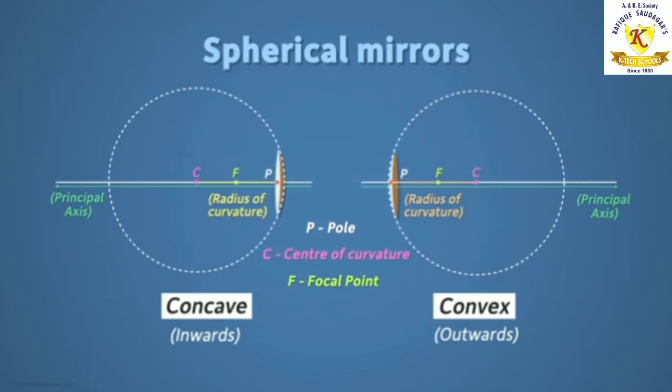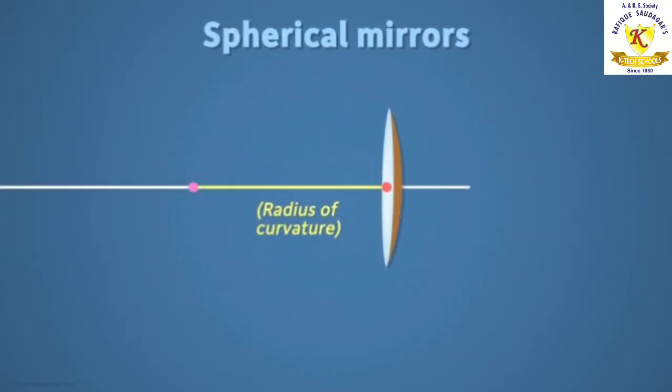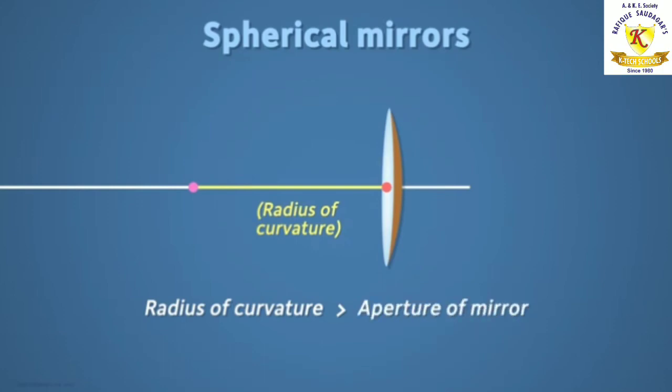Have you understood the terms, children? Concave means inwards and convex means outwards. Now, we are assuming the radius of curvature of the mirror to be much greater than the aperture of the mirror. Aperture in simple terms means the part of the mirror which is exposed to light.